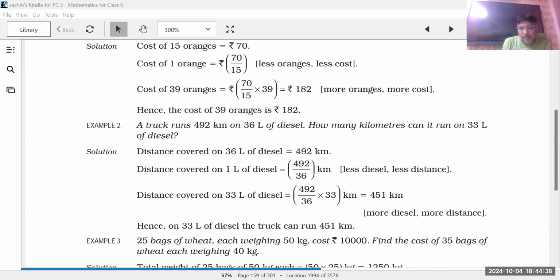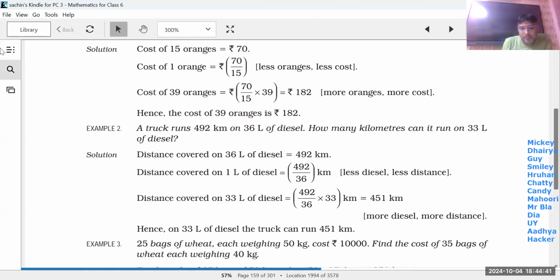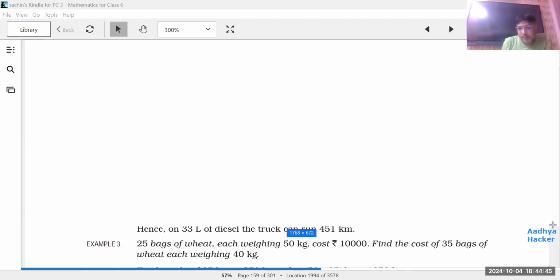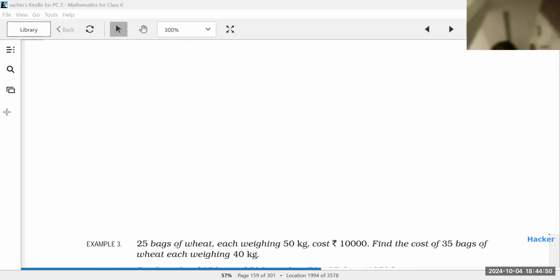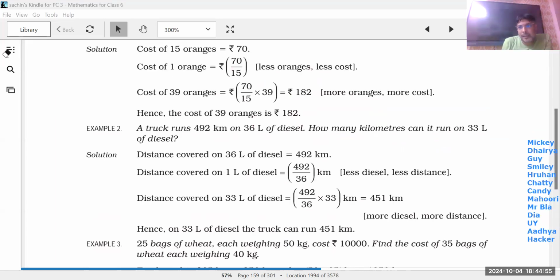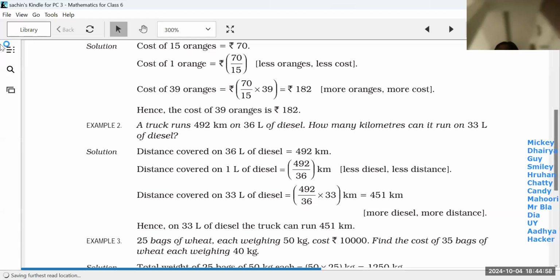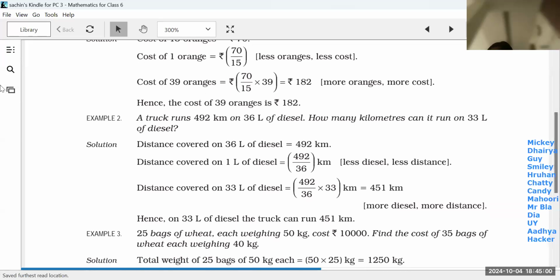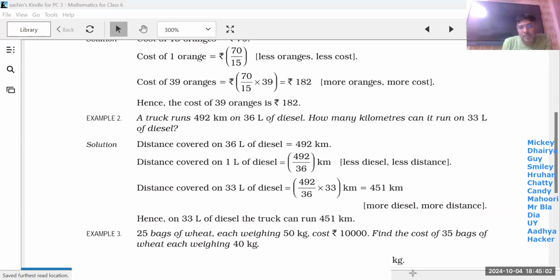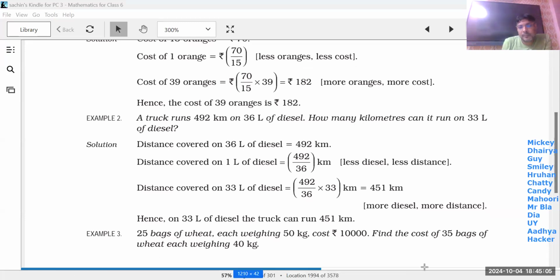Next. Example 3. Can you please scroll a bit up? Beta, is it not readable? I think it's readable. Not on my screen today, I'm doing it on a very small screen. Is it readable now? Tell me, Dia. Yes, sir.